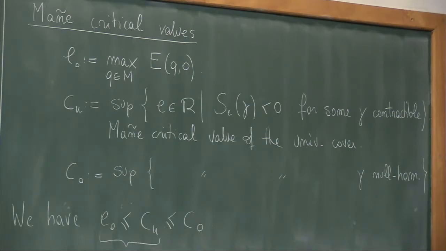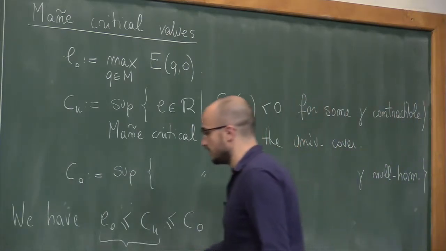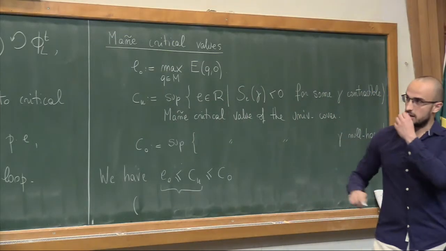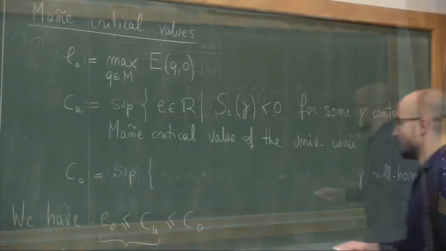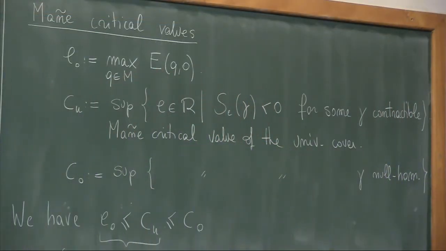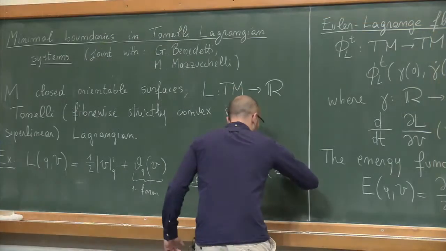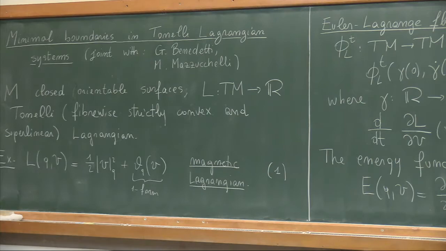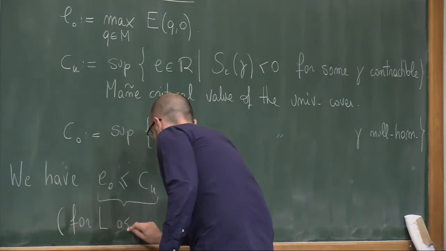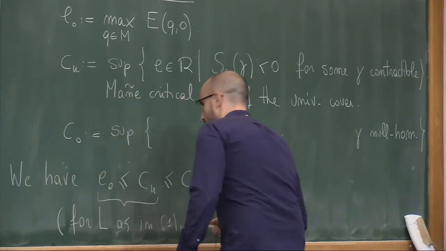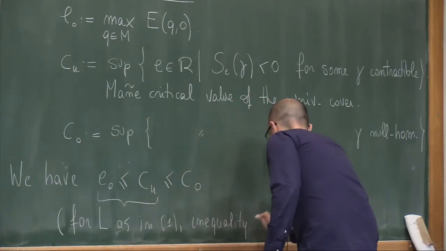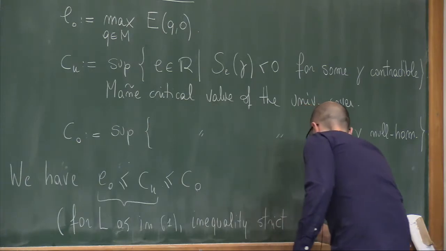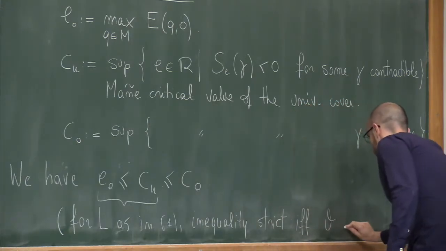So for a C1 generic Lagrangian, this is a strict inequality. And for instance, if you consider a magnetic Lagrangian, this is a strict inequality whenever theta is non-closed. Let me put a 1 here. I will refer with 1 to magnetic Lagrangians in general. So for L as in 1, the inequality is strict if and only if theta is not closed.